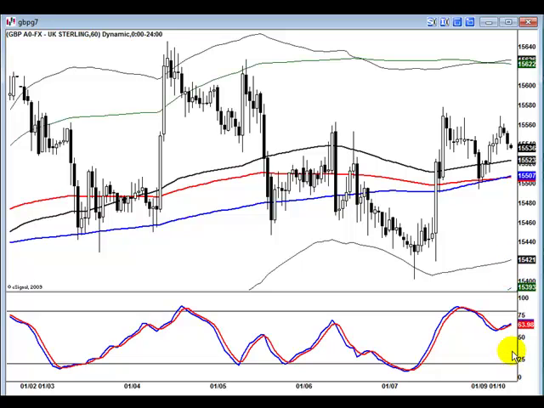So we're pretty overbought on the stochastic right now. So there's no opportunity to be buying the pound just yet. And we need the price just to move down a little bit. Perhaps down to some of these levels here where the moving averages are, and perhaps even a little bit lower down to some other support lines.